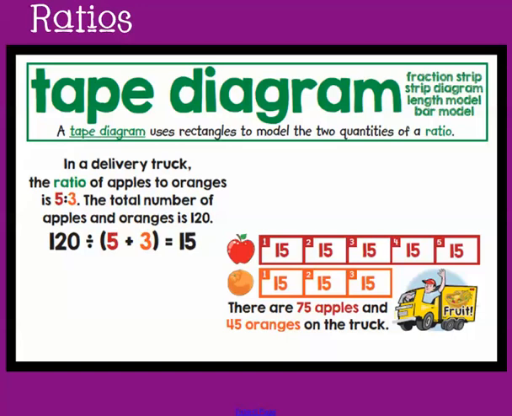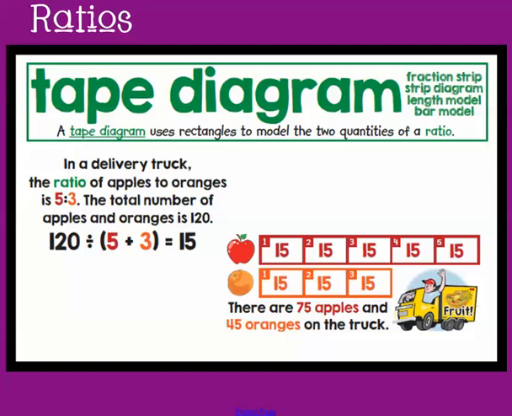So in our story, we have a delivery truck. And on the delivery truck, we have a ratio of apples to oranges, which is 5 to 3. So 5 apples to every 3 oranges. And we're given the information that the total number of apples and oranges is 120. So we're wanting to know how much of each fruit we have.